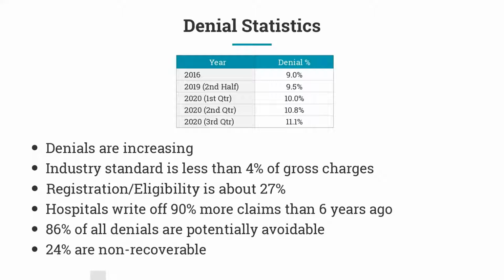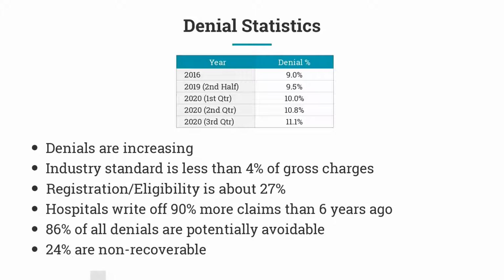Second quarter of 2020, now a lot of things are closed down, and denials are now up to 10.8%. A lot of things are going on. Remote work is kicking in, that type of thing. And then the last data for this report was third quarter 2020, and the national average of denials was up to 11.1%. So what does that mean? The industry standard is to have your denials less than 4% of your gross charges. So at the end of third quarter 2020, we're almost three times that amount.